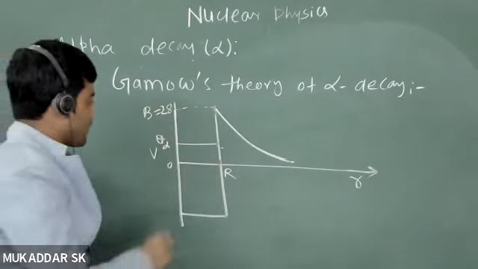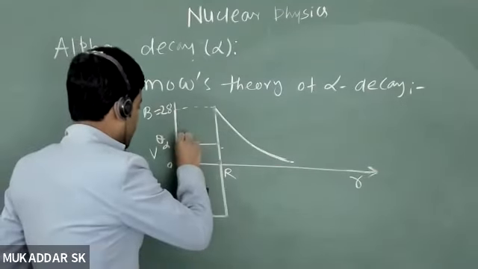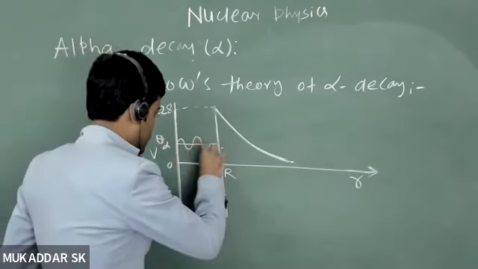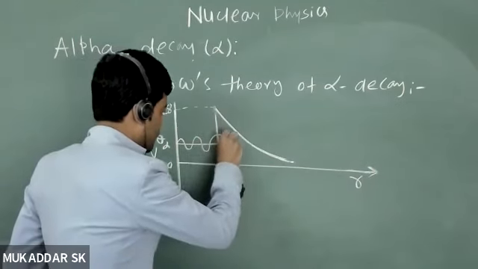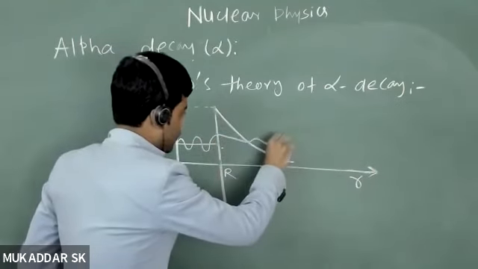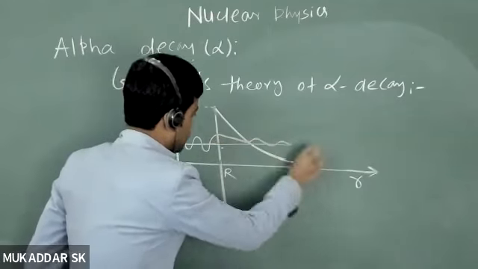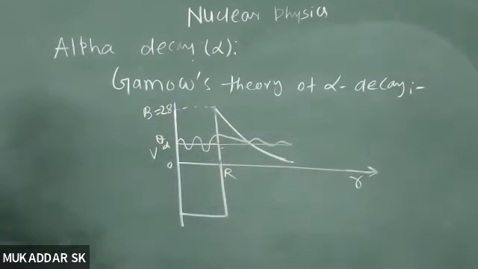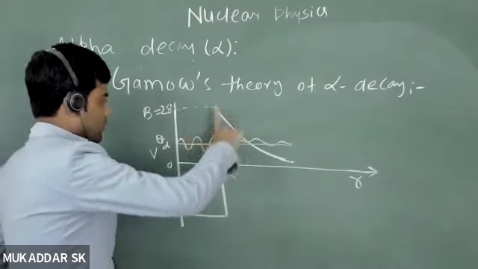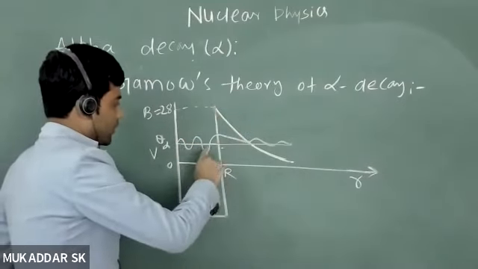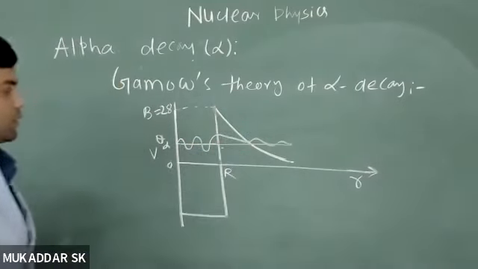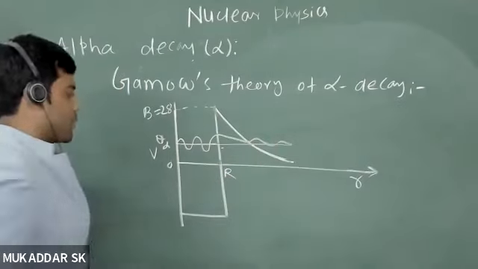But according to quantum mechanics, that particle can have wave nature, right? And that wave can tunnel through this barrier with a certain probability. That you have learned in quantum mechanics, right? This much is the energy and this is the barrier height. Quantum mechanically it can tunnel through that barrier and it can escape from that nucleus.